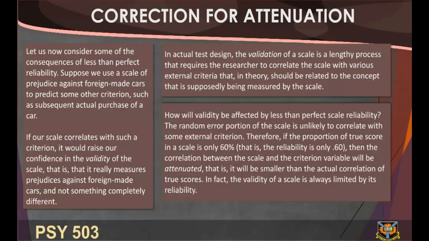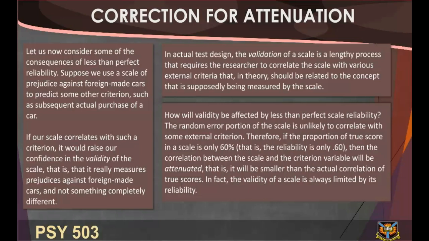Correction for attenuation. Let us now consider some of the consequences of less than perfect reliability. Suppose we use a scale of prejudice against foreign-made cars to predict some other criterion, such as subsequent actual purchase of a car. If our scale correlates with such a criterion, it will raise our confidence in the validity of the scale, that is, that it really measures prejudice against foreign-made cars and not something completely different.